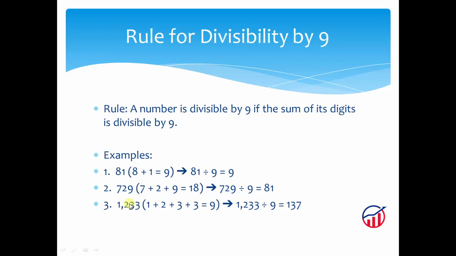The last one over here, 1233. So you add these numbers, 1 plus 2 plus 3 plus 3, which is 9. It is divisible by 9. Hence the entire number 1233 is divisible by 9.